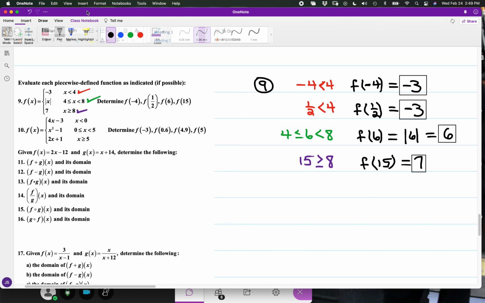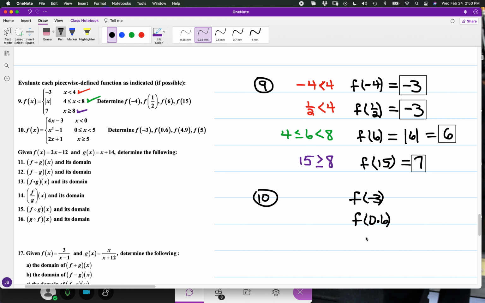And for the piecewise defined function that we have for number 10, we have f of x equal to 4x minus 3, also equal to x squared minus 1, and equal to 2x plus 1. And which one of these is going to apply? This is going to once again depend upon the size of the input. So again, we have f of -3, f of 0.6, f of 4.9, and also f of 5.